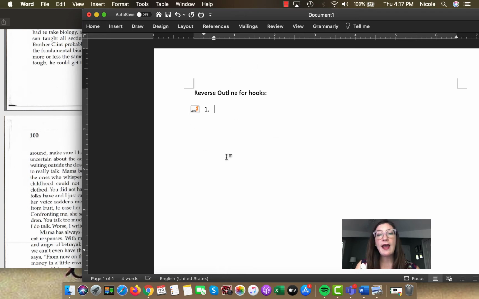So right here I have an open document. You could handwrite this in a notebook and take a picture of it. You could write this in the margins of your bell hooks piece. I'm choosing to do it on a document because it'll be easier for me to get to the main points as I go along. So I have my first point here, number 1.